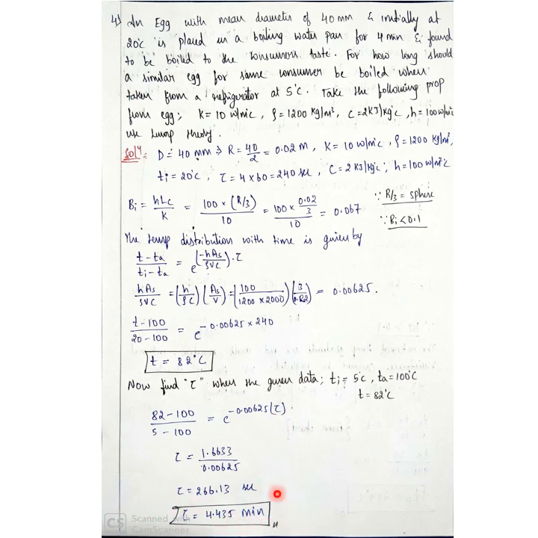Understood guys? This is the time required to boil the egg when it is taken out from a refrigerator as per the consumer's taste. So this completes the total 4 basic problems involved in lumped analysis in transient heat conduction. Okay guys, thank you.